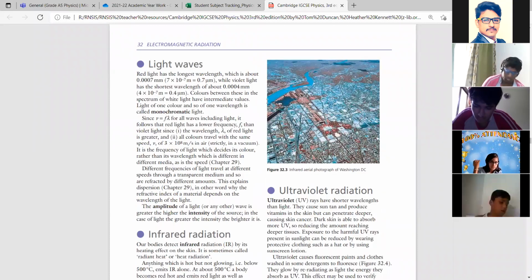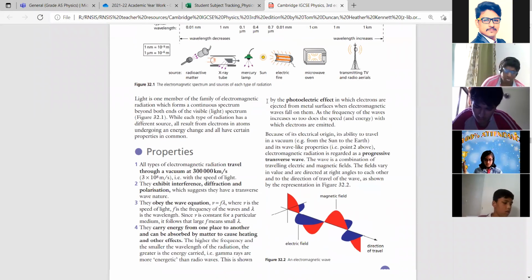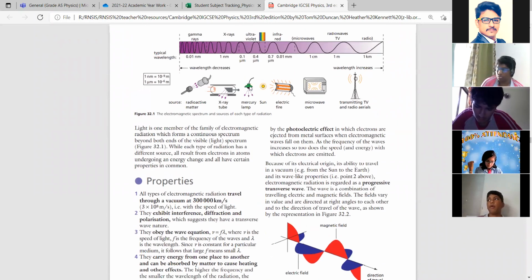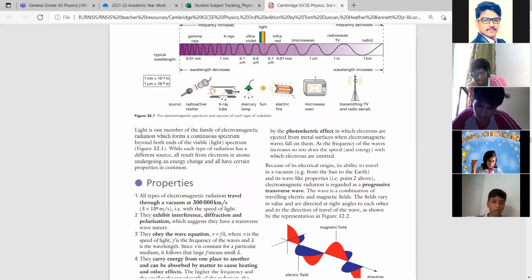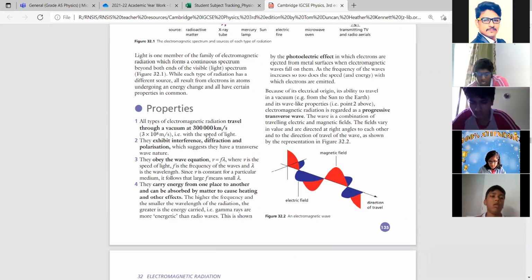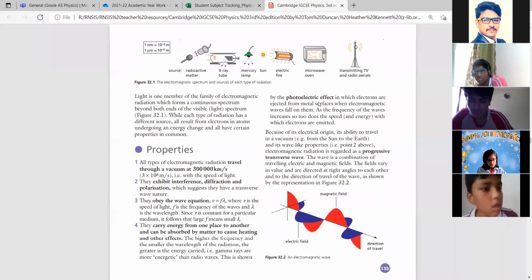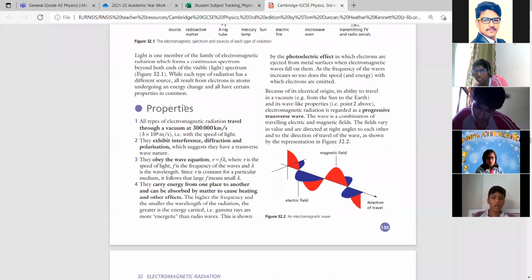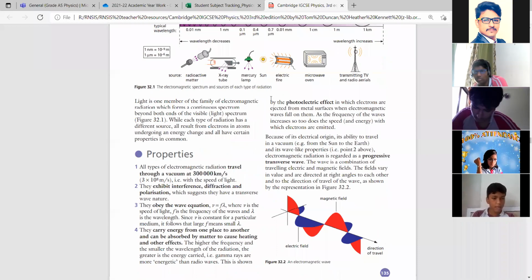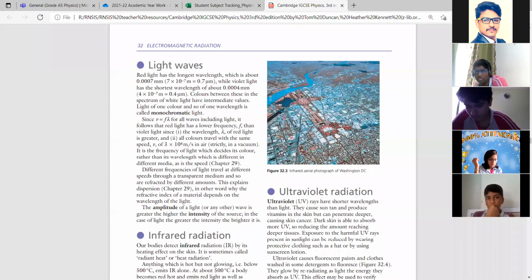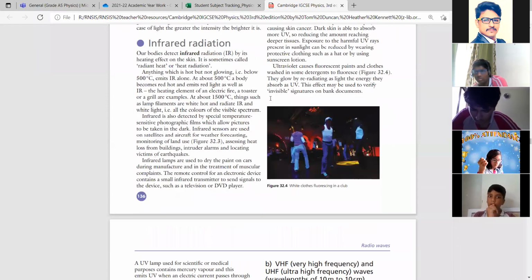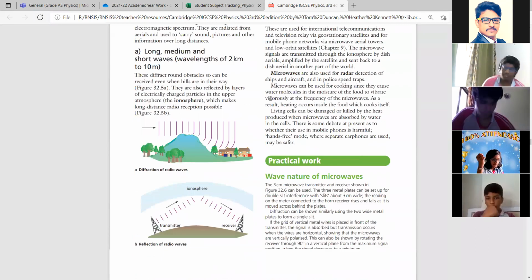And just a bit more detail over here in this first page: light travels at the speed of the entire electromagnetic spectrum. All the waves travel at a speed of 3 into 10 raised to 8 meters per second, or 300,000 kilometers per second. They exhibit interference, diffraction, and polarization. They obey the wave equation. They carry energy from one place to another and can be absorbed by matter, causing heating and other effects. So these are some of the properties that you need to understand for the entire spectrum. And then it's just what their sequences are and which one is used in which place. And that covers your entire chapter.